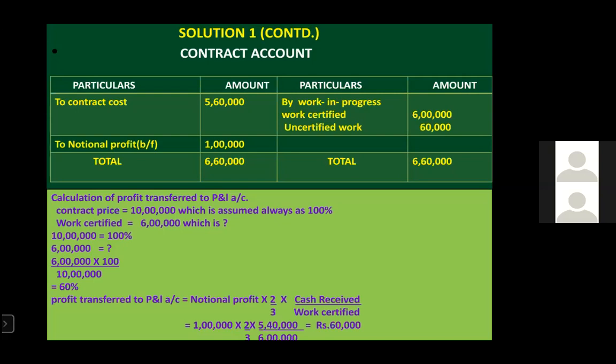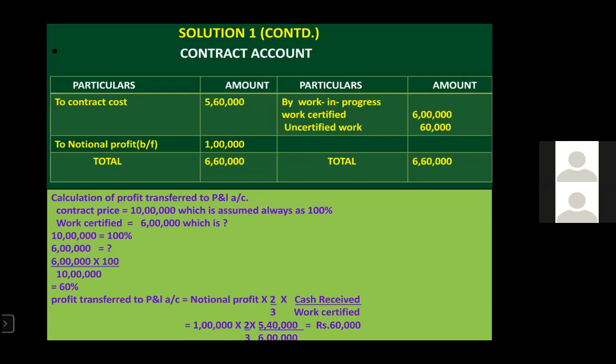So whatever profit that you calculated in the contract account has to be termed as notional profit. As per this calculation in this problem, our notional profit is 1 lakh. Then after calculating the notional profit of 1 lakh, the next step is to calculate to what extent out of 1 lakh is to be transferred to P&L account, and to what extent we are going to keep as a reserve for facing the contingency.